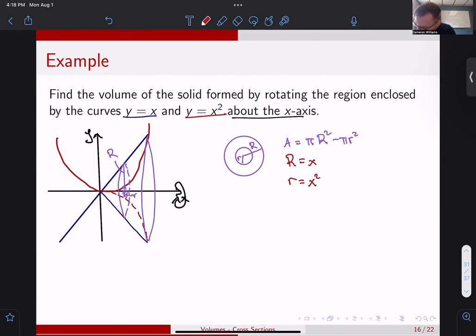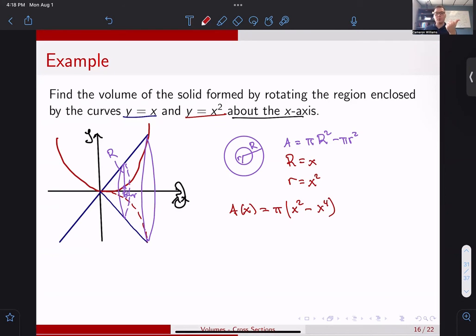Okay, so now we can come up with a formula for our area. That is pi. I'm going to factor out the pi because both terms have pi on it. And it's big R squared, so that's just x squared. But then I need to subtract the little radius, the inner radius squared. Well, that's x squared, so that's x to the fourth.